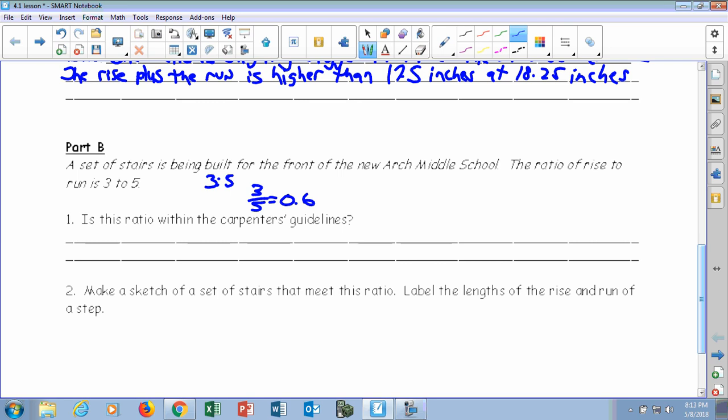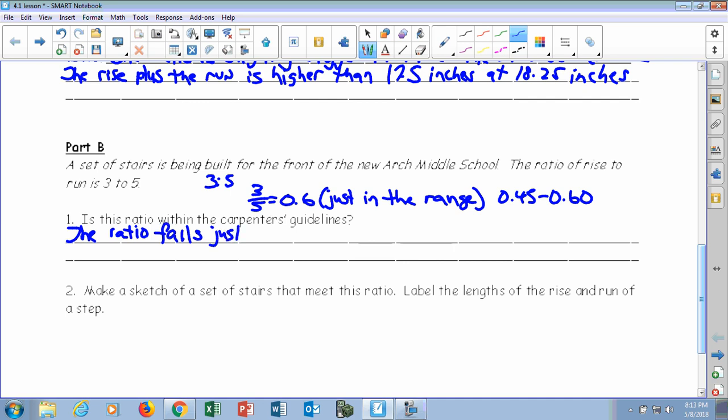And again, according to the guidelines up above, this is just in the range, right? It's the actual max part of the range, right? Because the range was 0.45 to 0.60 up above. Remember what the carpenter said? So is the ratio just within the carpenter's guidelines? So yeah, we just said that, right? The ratio falls just within the range.